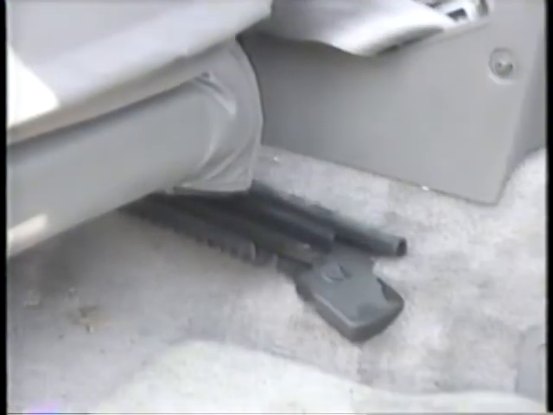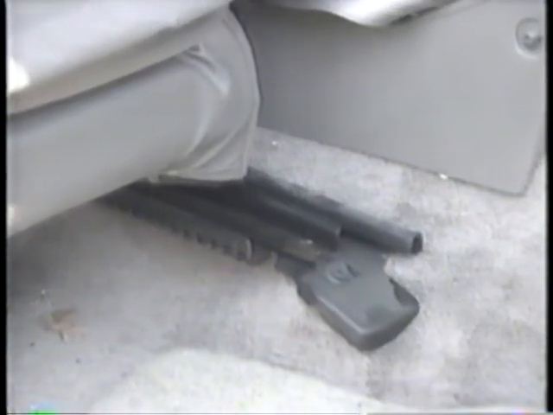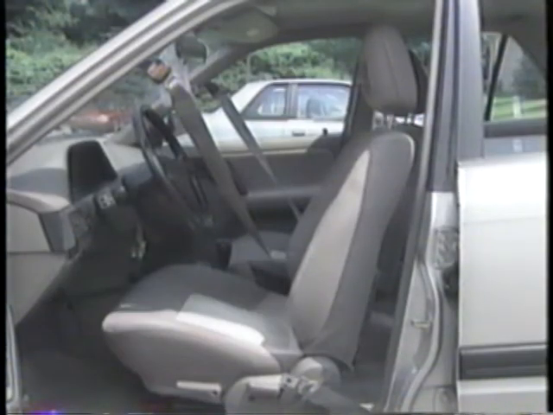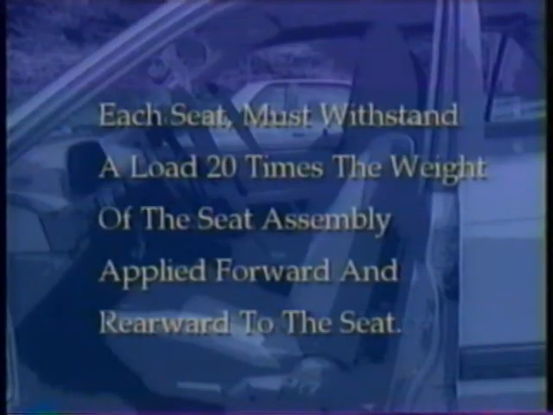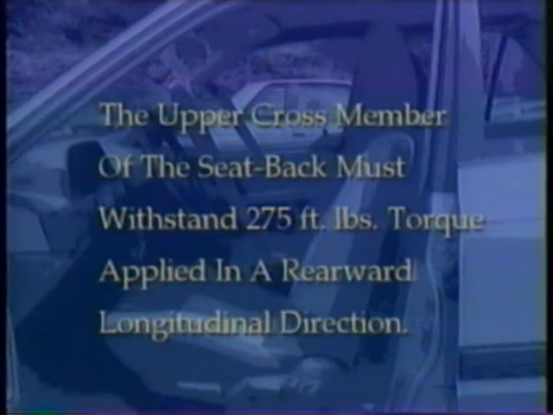For restraints and other safety systems to operate properly, the vehicle's occupants should remain relatively stationary during an impact. Because of this, the seats and how they are anchored are quite important. Each seat, except side-facing jump seats, must withstand a load 20 times the weight of the seat assembly applied forward and rearward to the seat. The upper cross member of the seat back at each seating position must withstand 275 foot-pounds of torque applied in a rearward longitudinal direction for forward-facing seats and in a forward longitudinal direction for rearward-facing seats.